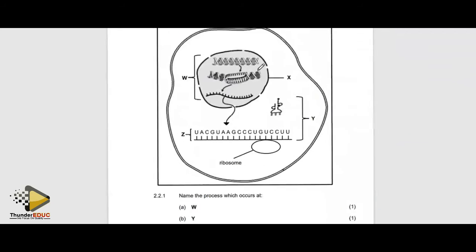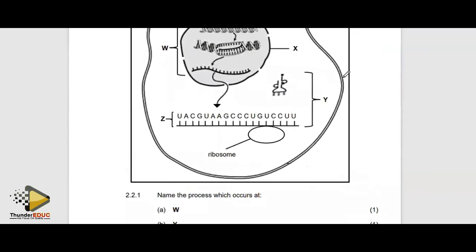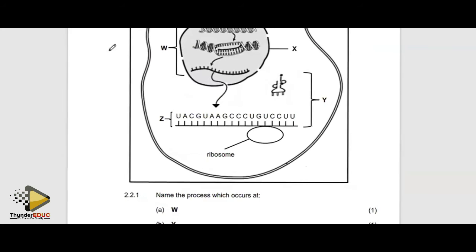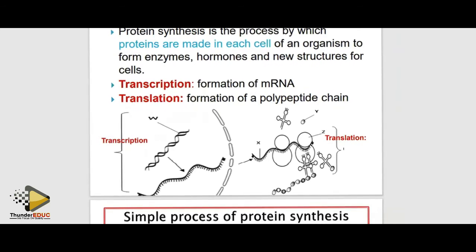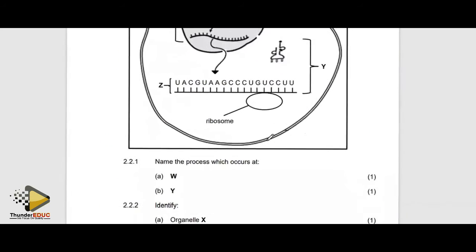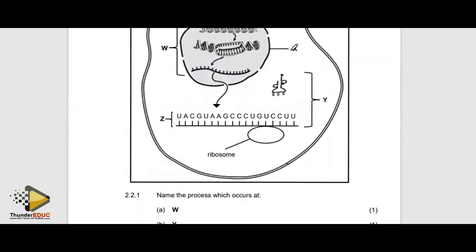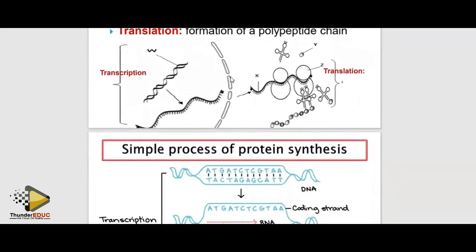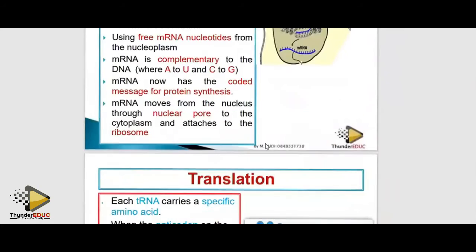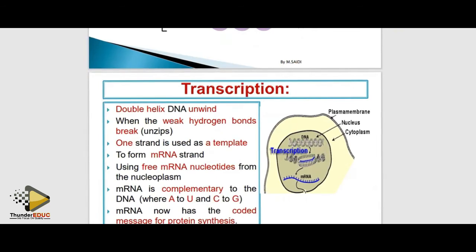Then they're saying name the process. Obviously, if you have transcription, this one is going to be translation. So they are looking for this, translation. Then they are saying identify organelle X. They are looking for this organelle X, this wall. If you come here, they are looking for this wall, which is the nuclear membrane.